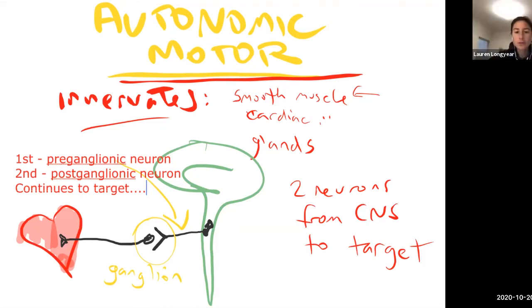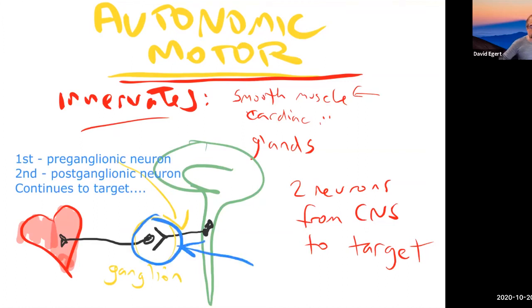I have a quick question. On the pre-ganglionic neuron, it's just starting in the spinal cord. Does it start higher in the brain? So I'm going to talk about that specifically in just a moment. It depends if you're in the sympathetic or parasympathetic. Awesome, thanks.